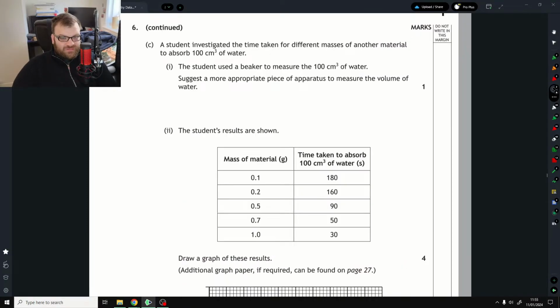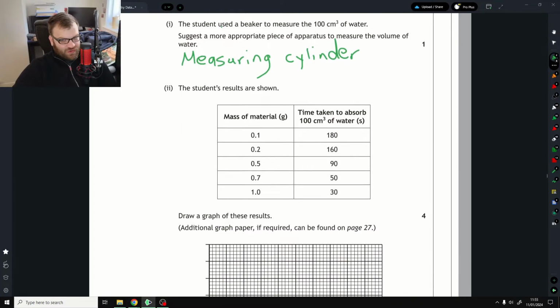Here, they are measuring the time taken for absorption of 100 centimeters cubed of water. If a beaker is used, beakers are not particularly good at measuring. They're not a very accurate piece of equipment. A measuring cylinder would be a more appropriate one. You could say burettes and pipettes. That's when you want very accurate readings. In this sort of experiment, we're comparing the time it takes for absorption. A measuring cylinder is more than acceptable.